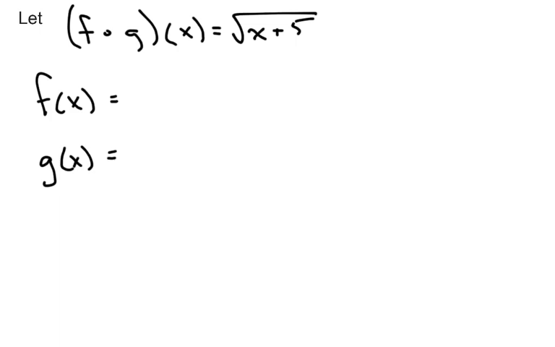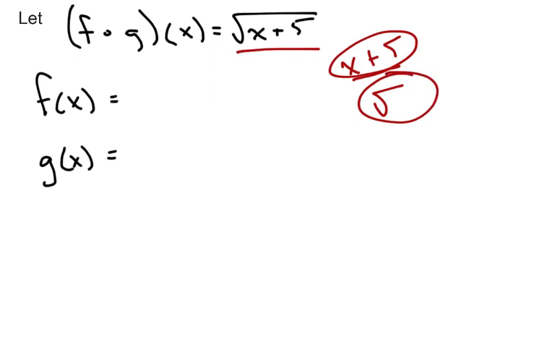Another problem that you're not going to see in your book, but I want to talk about it anyway. What if I told you what the composition of functions was and asked you for the original functions? Well, when we look at the square root of x plus 5, we see that there are two things happening to x. There's the x plus 5, and then there's the square root. When we think about f of g of x, that's two functions. We're taking the first function and plugging it into the second function. So there's really an inside function and an outside function. The thing that happens to x first would be the inside function, this x plus 5.